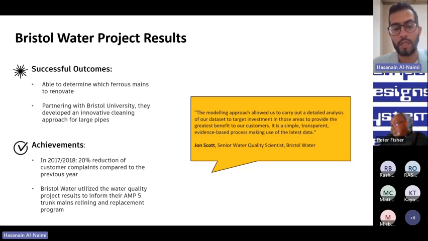They wanted to reduce the customer complaints. They ended up reducing them by 20%, and basically they ended up pinpointing the water quality problems stemmed from the old forest mains, and they renovated them. And yeah, that's mainly the two achievements that they had. You can also read one of the quotes that we had from John Scott, who is the water quality scientist inside Bristol Water. So that's the first case study I wanted to highlight.